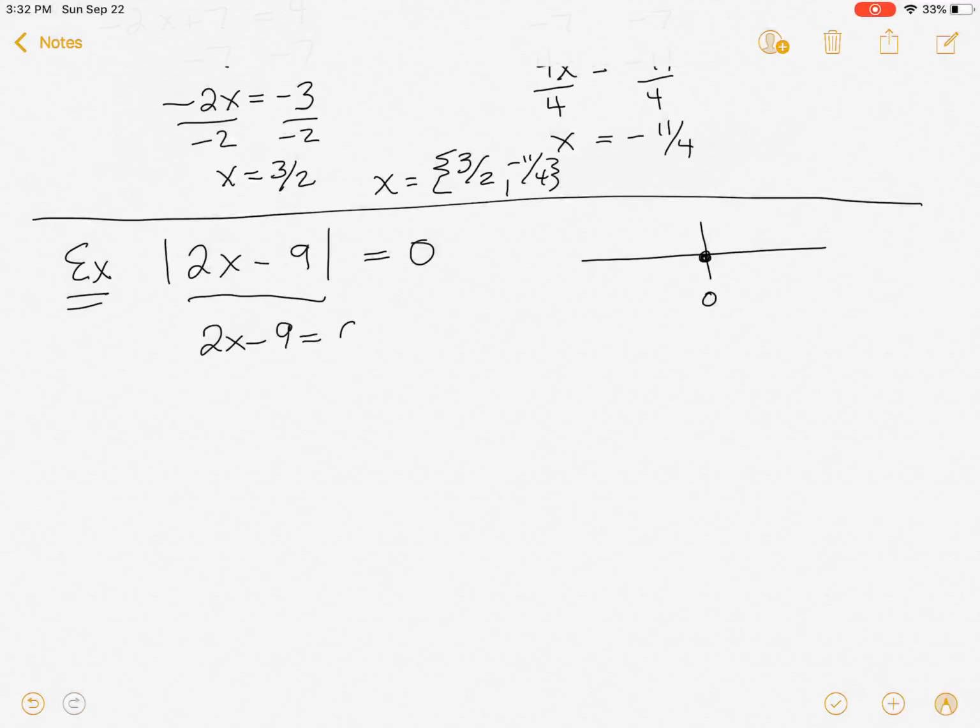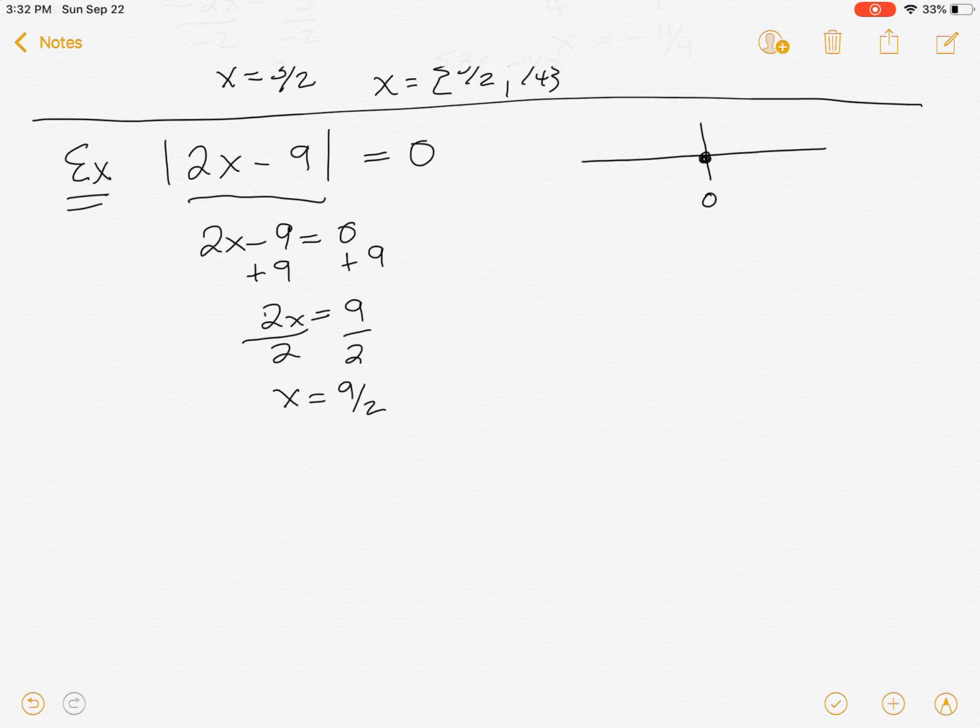So I would have 2x minus 9 equals 0, and then I can solve that equation. Add 9 to both sides, so I get 2x is equal to 9. Divide both sides by 2, so you get x is equal to 9/2. Really, that makes it an easier problem if it's just equal to 0.